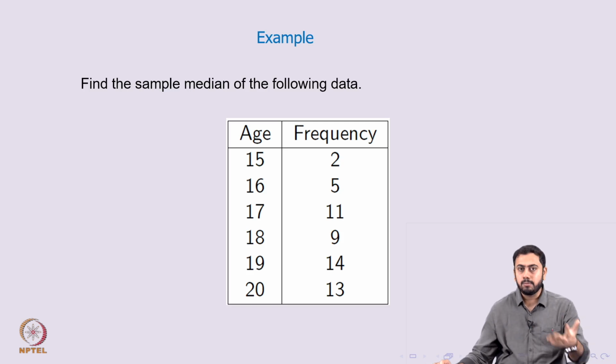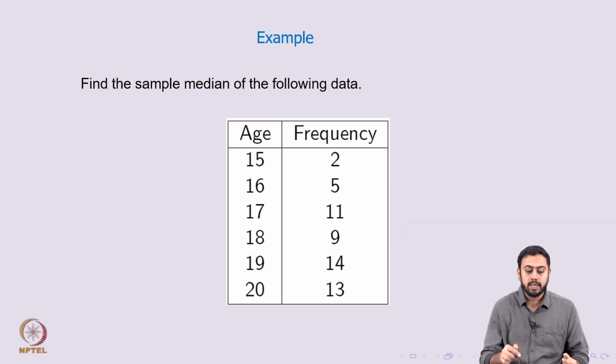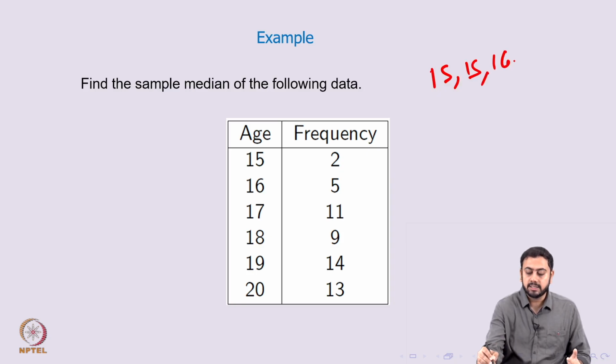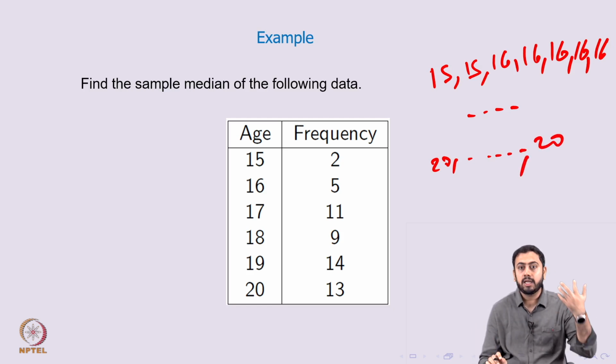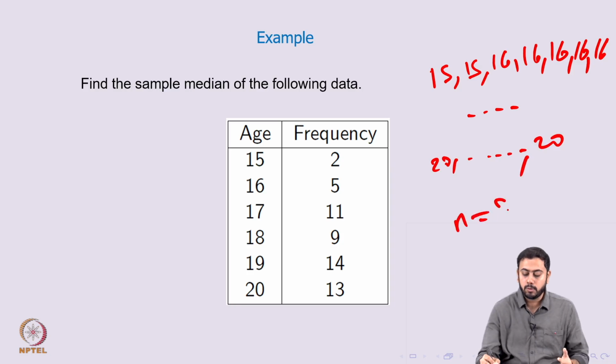Again, in a simple example, you can pause the video and try this example at your own end. Here you have a frequency table kind of format, with ages and the corresponding frequencies, again the symphony orchestra example. I might as well write down all the ages. The first age is 15, frequency 2, so it is repeated 2 times, then 16 repeated 5 times, etc., and the last one is 20 repeated 13 times. Once you have this entire data set, you find out what n is. I think n was 54 if I vaguely remember.